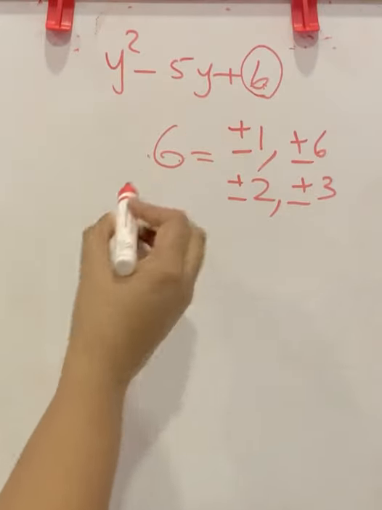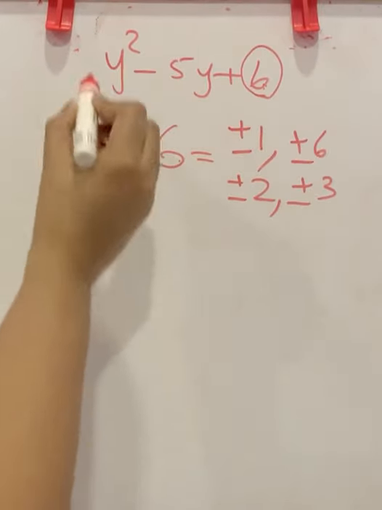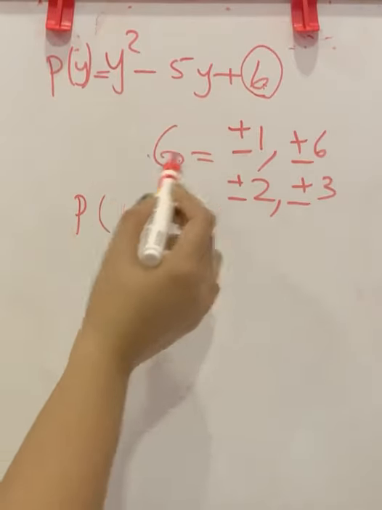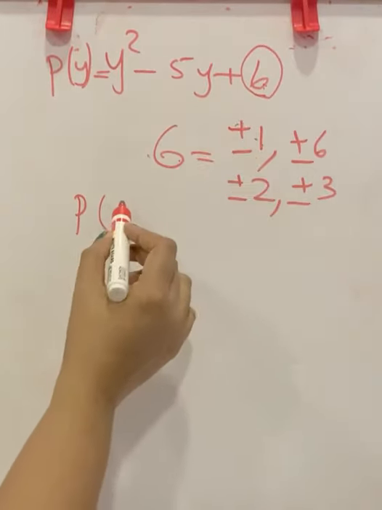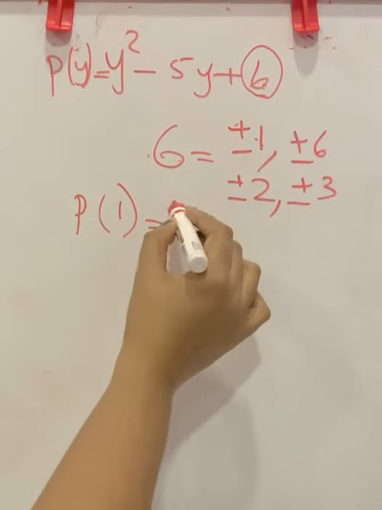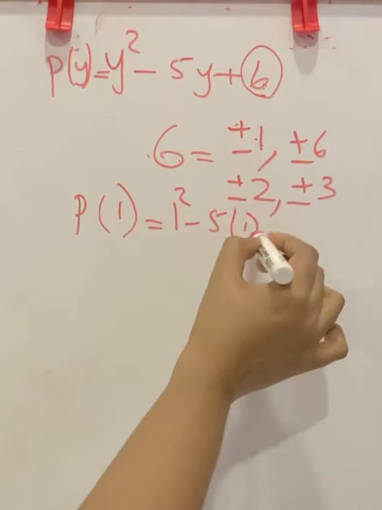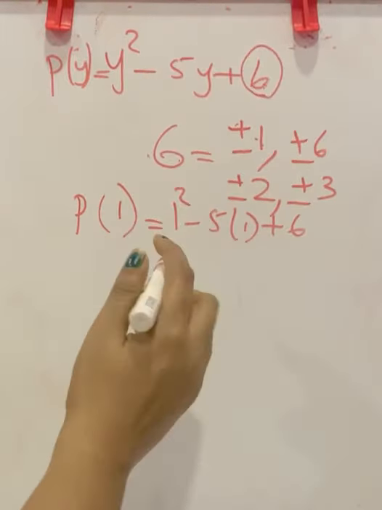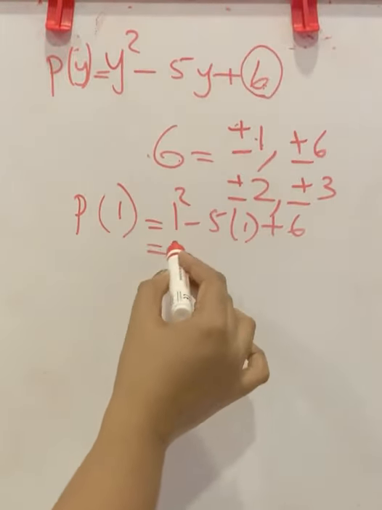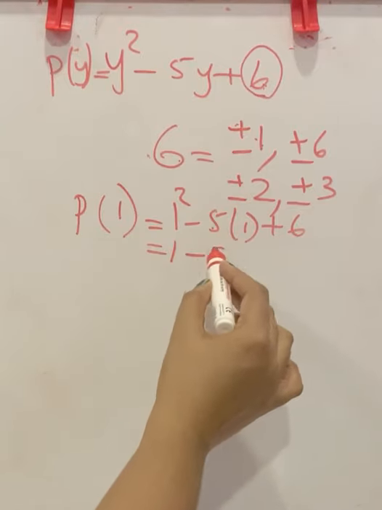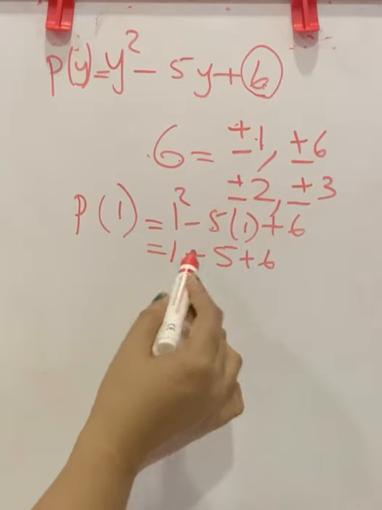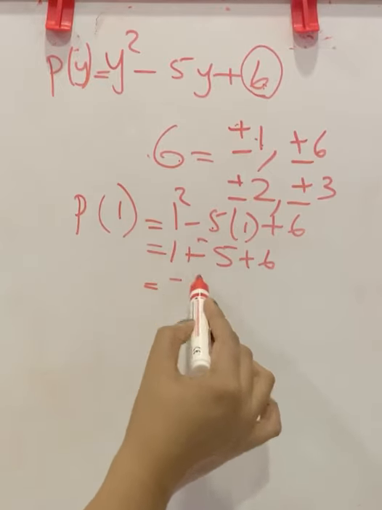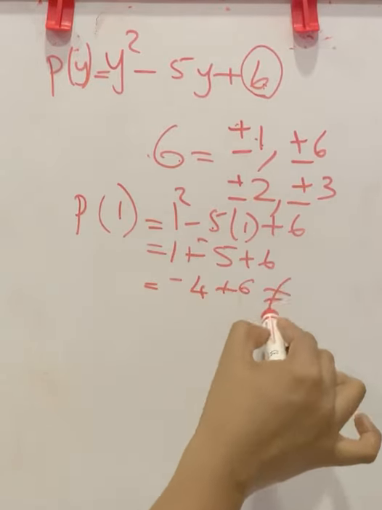So first we will find P of y, a polynomial in the y variable. First we will take y equal to 1: P of 1 equals 1 square minus 5 into 1 plus 6. This is the trial and error method. We want to check each and every pair. So 1 square is 1, minus 5 ones are 5, plus 6. Here it becomes minus 4 plus 6, which is not equal to 0.